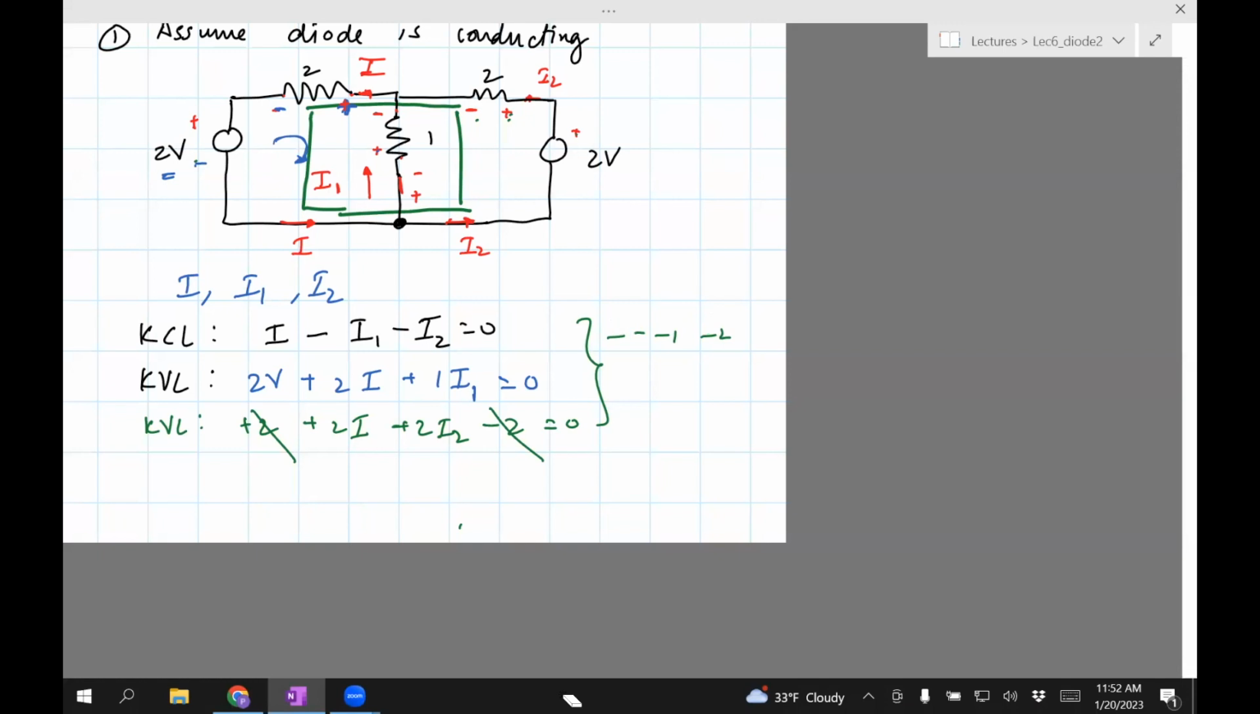Rather, let me just write it this way. I1 plus I2 minus I equals 0. I1 plus 2I equals minus 2. And from the last one, 2I2 plus the 2 and 2 cancel, so I2 plus I equals 0.